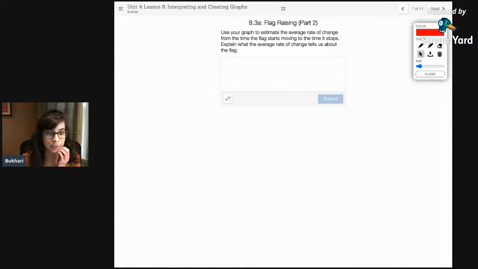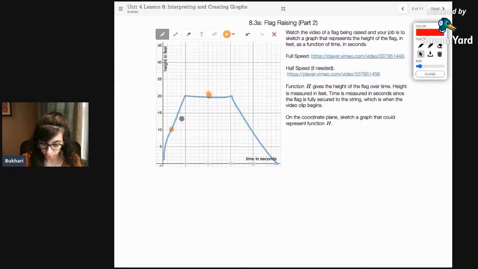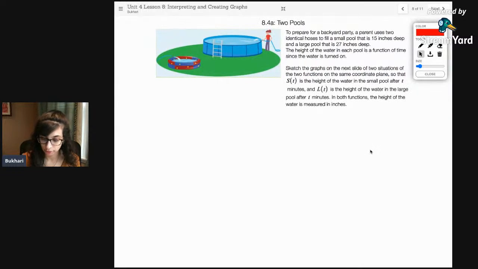When is this happening? We want the average rate of change for when the flag starts moving up, which is at what time, and then when it stops moving. And so where do those things happen? This is the key part. We want it from the time the flag starts moving up to the time it stops. So it's not any 2 points. You're looking for when it starts moving up and to when it stops. So you want to have your correct graph, of course, as you're going through that.